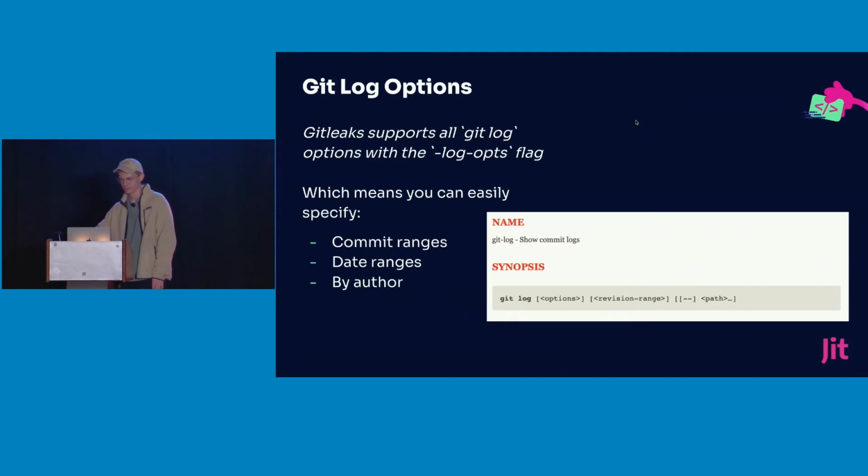And then lastly, if you wanted to scan specific ranges or by author or by dates, you can just pass a git log option. Because Gitleaks relies on Git under the hood, it accepts any git log option. And so you can use that by passing a log ops flag to Gitleaks, which will then interpret whatever git log option.